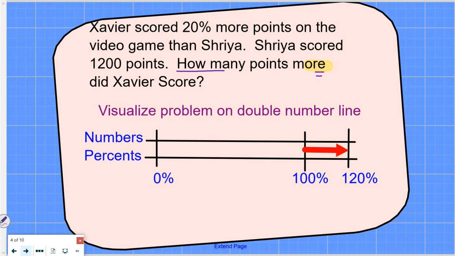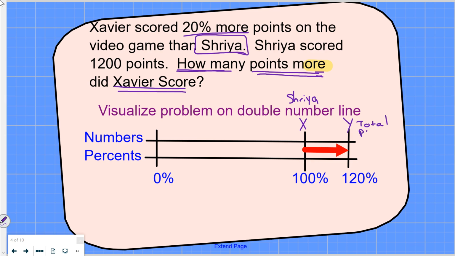Okay, I still have Xavier having 20% more points than Shreya. Shreya is still my point of reference, the number of points she has. Now, I want to know how many more points. I could subtract from the last problem, but I want to show you what it looks like on a double number line. Now here we said y was the total number of points that Xavier has, and x is the number of points that Shreya has.